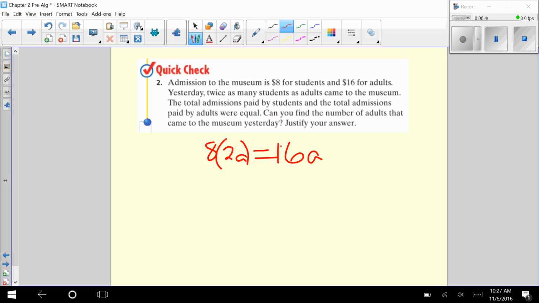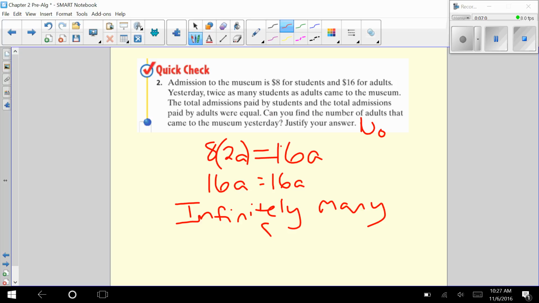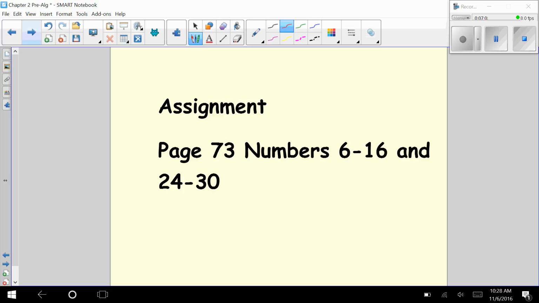Is there any amount that these are equal? Well, we simplify the left-hand side. We get 16A equals 16A. Well, yeah, any number of adults and students. Can you find the number? No, we cannot, because there's infinitely many solutions. Your assignment is out of the textbook.